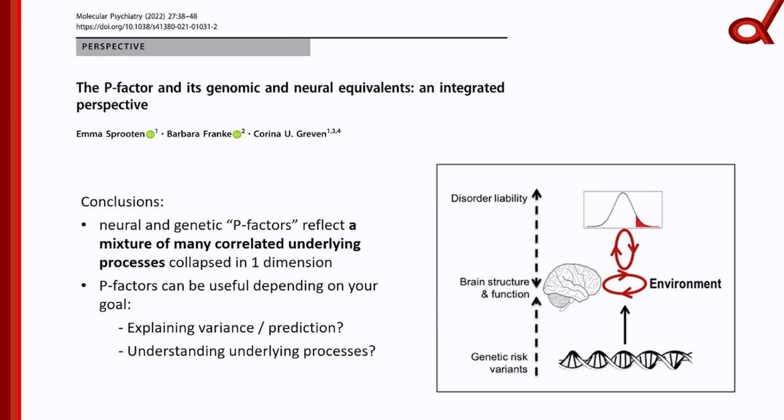So I wrote a paper about how I think we can interpret these different phenomena at these different levels of investigation, and what the implications of this are for, in my case, my field of neuroimaging genetics in the context of mental health. Some key conclusions of this paper were that the neural and genetic P factor reflect a mixture of many, many different processes that are also somewhat correlated with one another. And it is due to this correlation of these underlying processes that this global P factor arises.